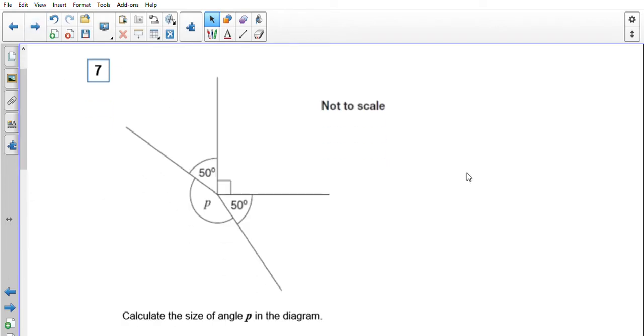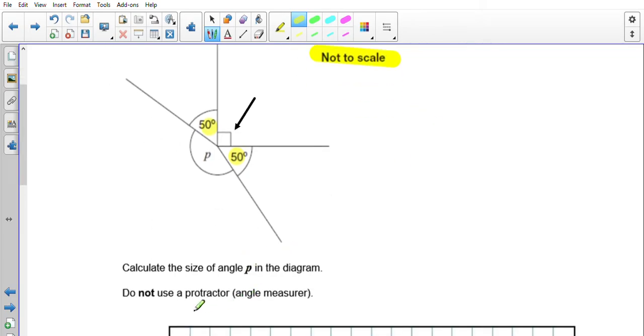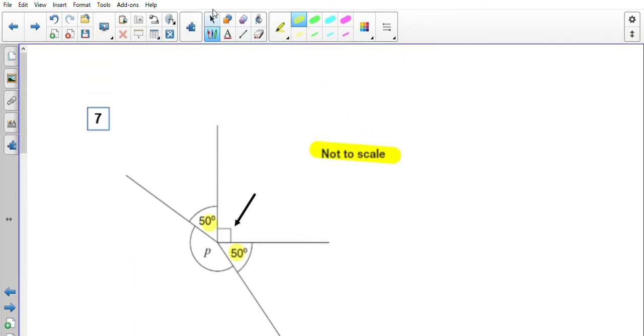Question 7. Okay, angles round a point. We know that from the last question, angles round a point, 360 degrees. I'm told everything I need to know here. I've got 50 degrees, 50 degrees, and in here 90 degrees, I can see that because of the way it's marked. Calculate the size of angle P in the diagram. You'll spot as well, not to scale. Do not use a protractor. Calculate, do not measure, it will not be correct.